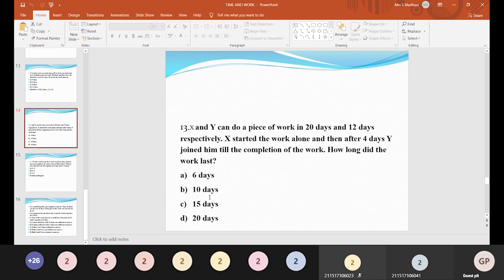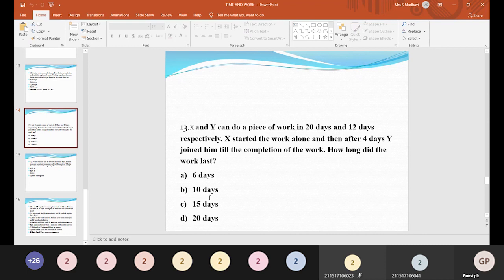for 4 days. So here work done by X in 4 days means X's 1 day's work into 4. So 1 divided by 20 into 4 is equal to 1 by 5. The remaining work is 1 minus 1 by 5, which is equal to 4 by 5. Now X plus Y's 1 day's work is equal to 1 by 20 plus 1 by 12, which is equal to 8 by 60, equal to 2 divided by 15. Now 4 by 5 is the remaining work to be done. The 4 by 5 work is done by X and Y in 15 by 2 into 4 by 5, which is equal to 6 days.